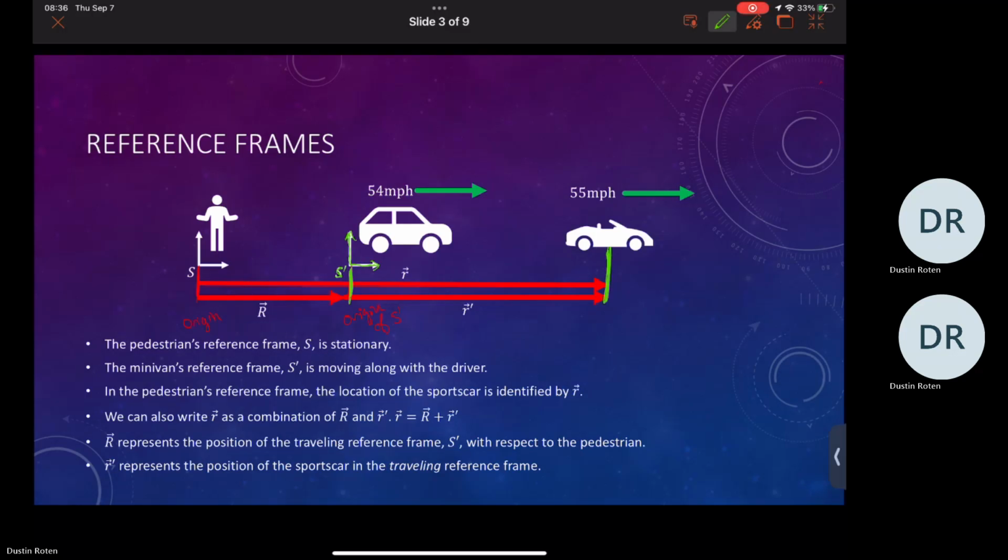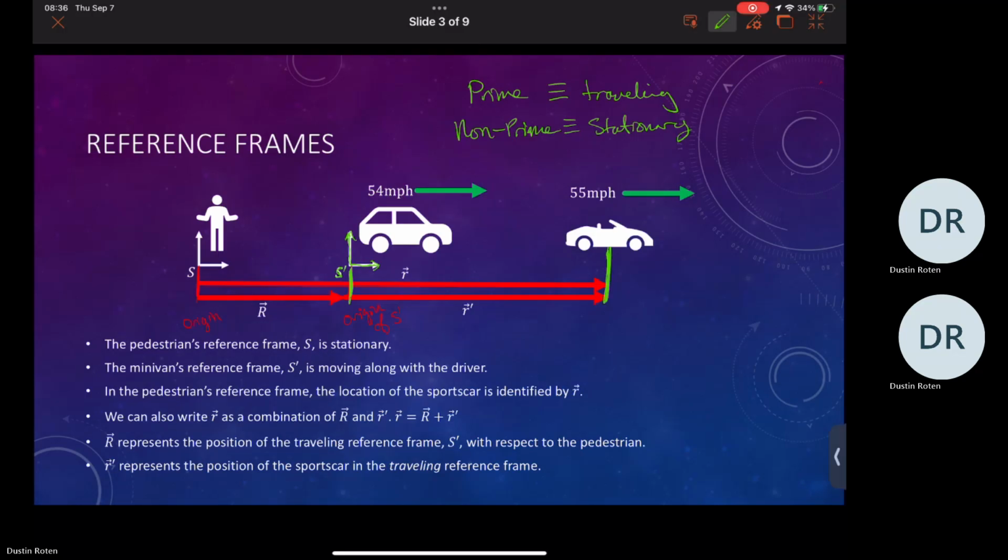Let me say that one more time. The R prime stuff and all the prime things. So prime is the traveling reference frame. The non-prime values is the stationary.